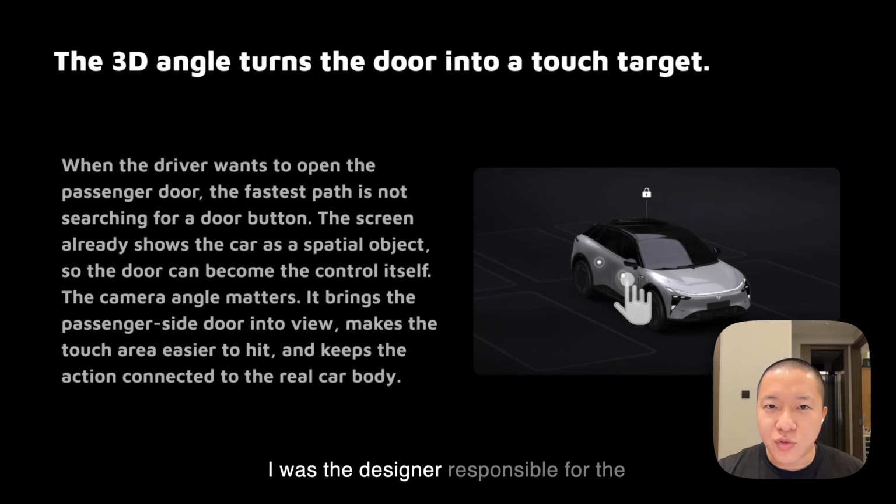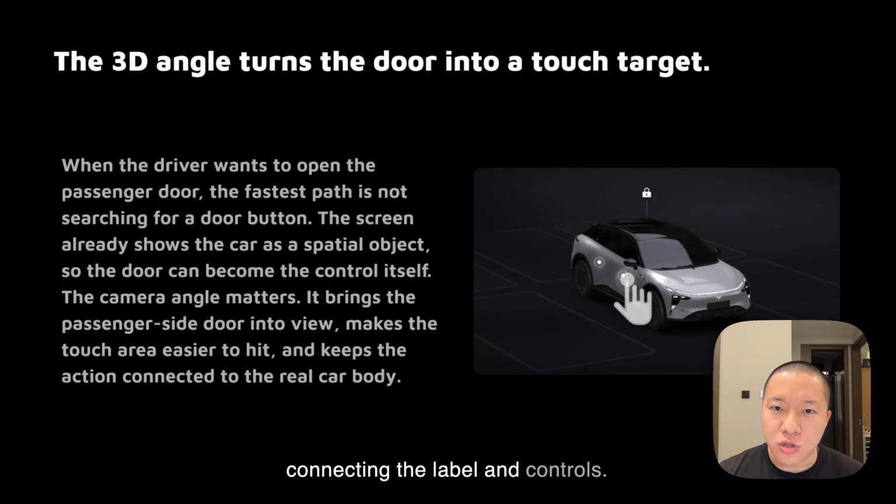I was the designer responsible for the one-shot animation in the parking scenario. My job was to design interactive elements on the car model that help users control specific features. I pitched a few approaches, icons floating above the car body, lines extending outward from different parts of the vehicle, connecting the label and controls. They looked clean in mock-ups. We rejected all of them.